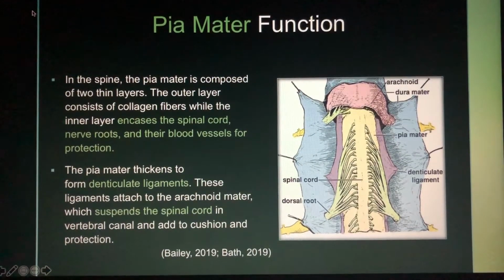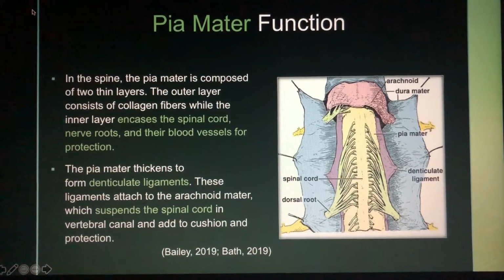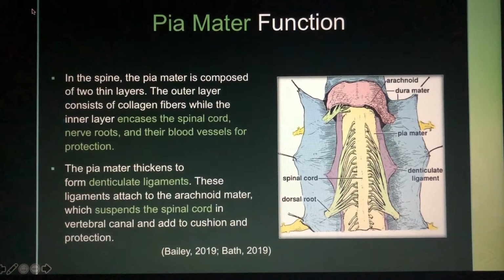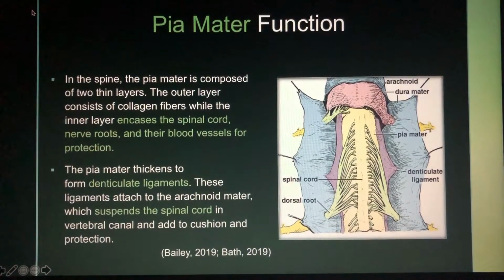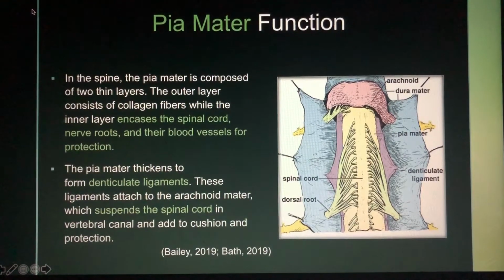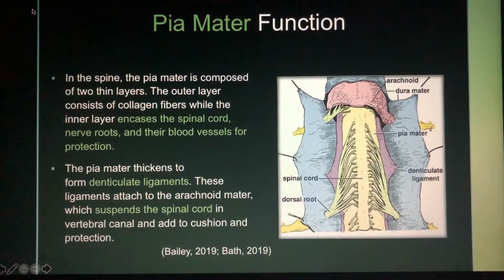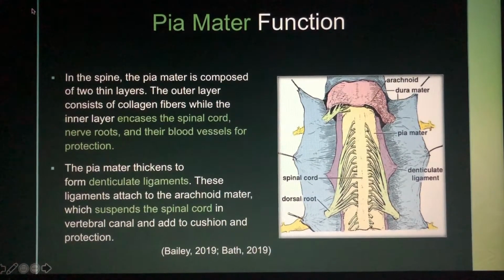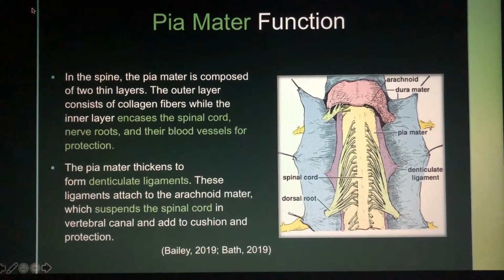Finally, we have the pia mater and its function. In the spine, the pia mater is comprised of 2 thin layers. The outer layer consists of collagen fibers, while the inner layer encases the spinal cord, nerve roots, and their blood vessels for protection. The pia mater thickens to form denticulate ligaments. These ligaments attach to the arachnoid mater, which suspends the spinal cord in the vertebral canal and adds to cushion and protection.